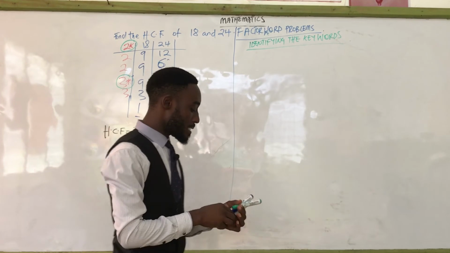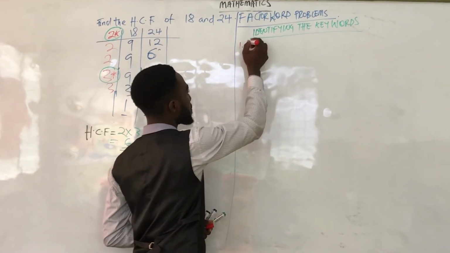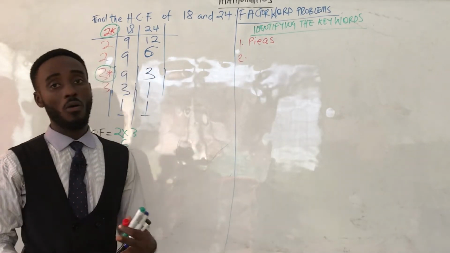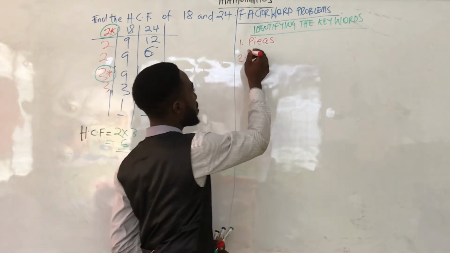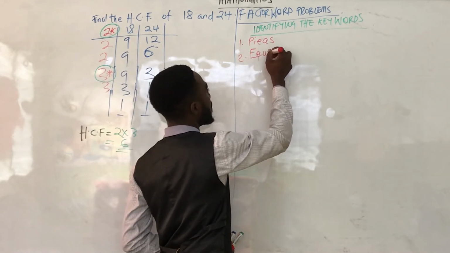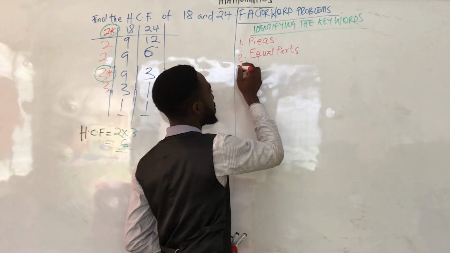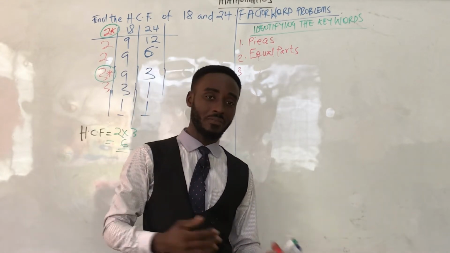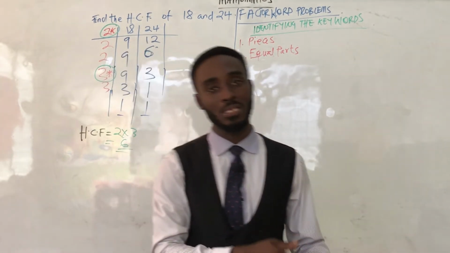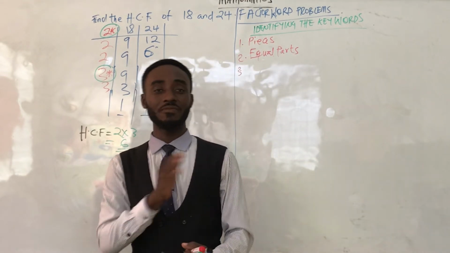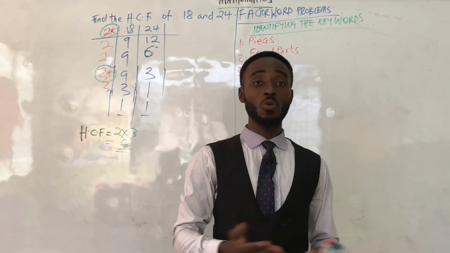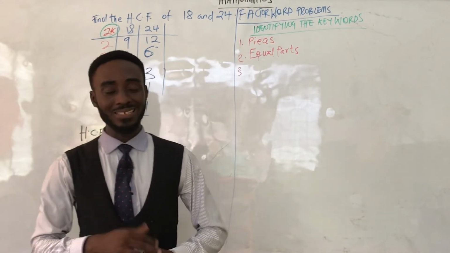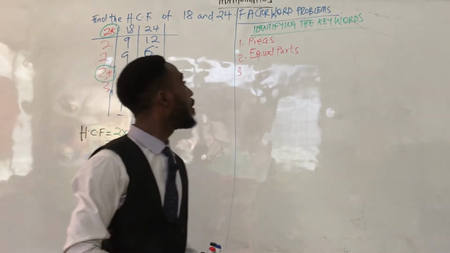You hear words like pieces. So you see something like a rod is cut into 3 or 4 pieces. You hear things like equal parts. So it's shared into 4 equal parts. When we talked about factors in our introduction, we said that factors are ways we can group things, or a factor is a number that can divide a product equally without a remainder. So when you hear equal parts, you should know that the question is suggestive of factors.